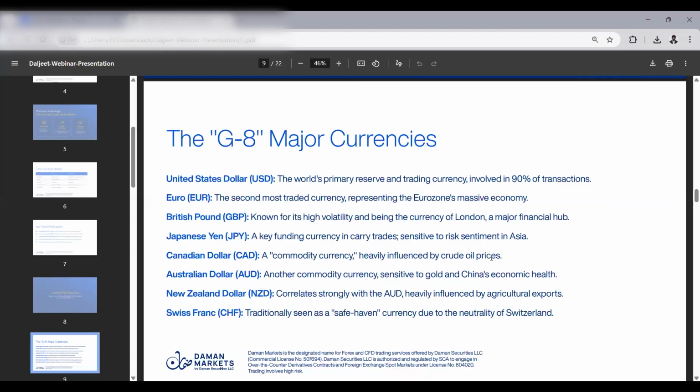EUR, the European euro. GBP, that's the British pound. Japanese yen, so JPY.